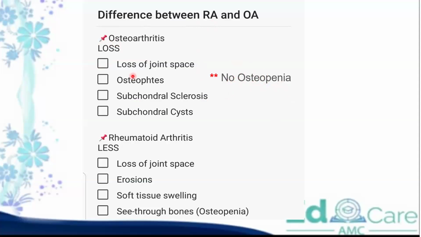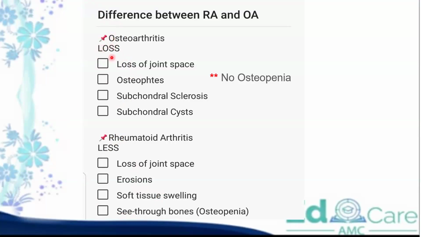Or they might give you features of osteoarthritis, and you will have in your mind, okay, this sounds like osteoarthritis, but they'll say the X-ray shows thinning of the bones. Thinning of the bones is rheumatoid. So the mnemonic in osteoarthritis is LOSS, and the mnemonic for rheumatoid is LESS. So you remember O and O.